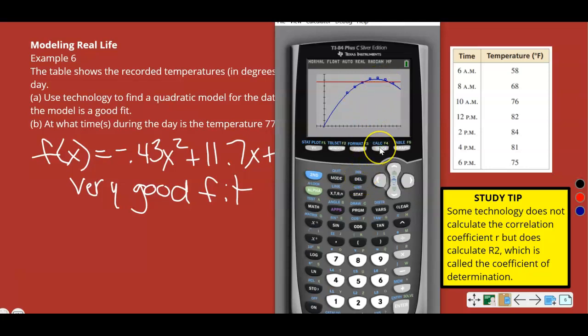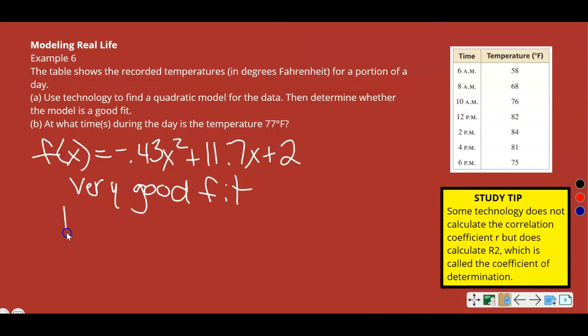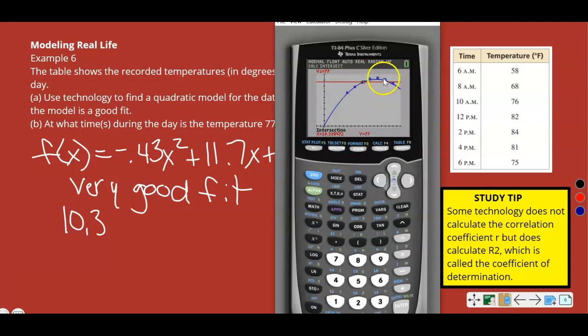All right, so let's go to second trace. And let's do intersection. All right, I'm going to do intersection on the first curve. Let's do enter again. And it's going to say about 10.3. Okay, we'll come back to what that means in a minute. So about 10.3.